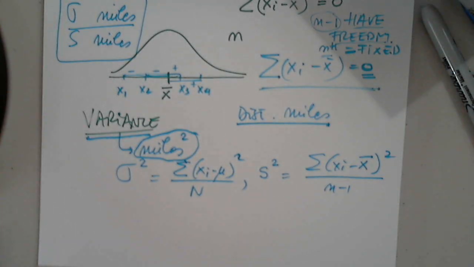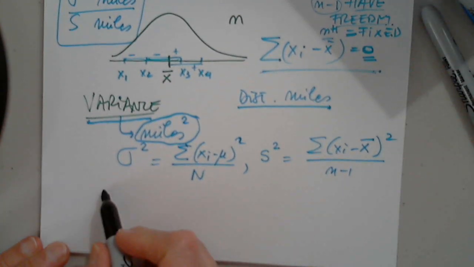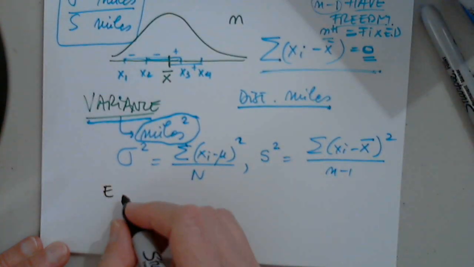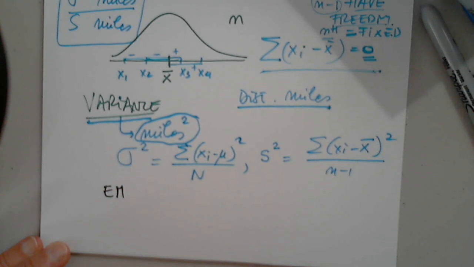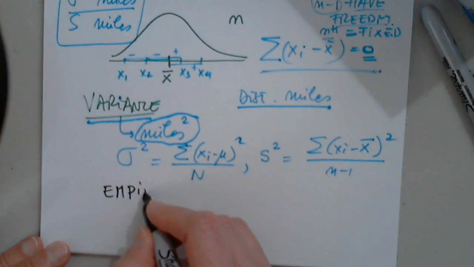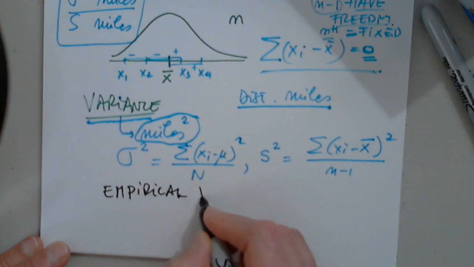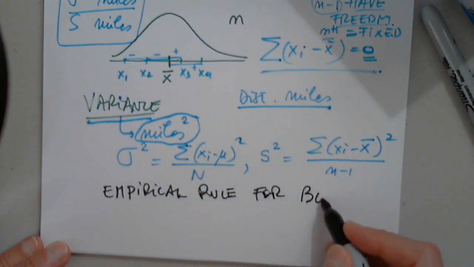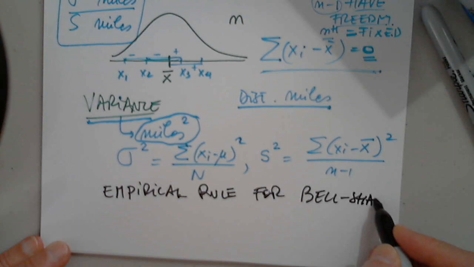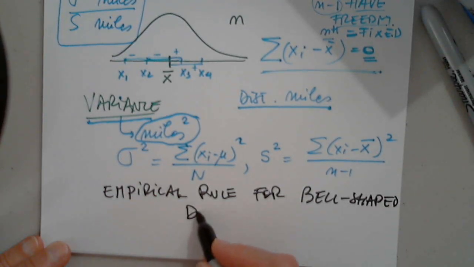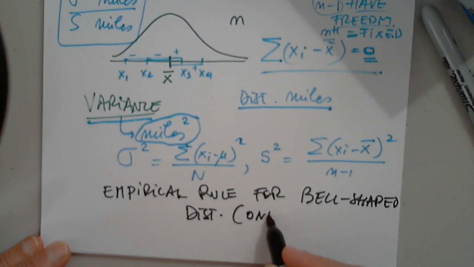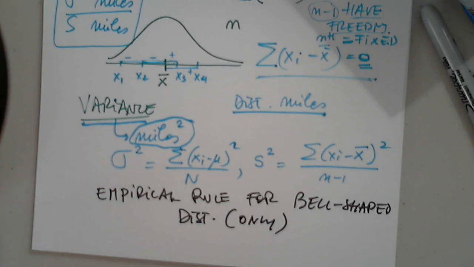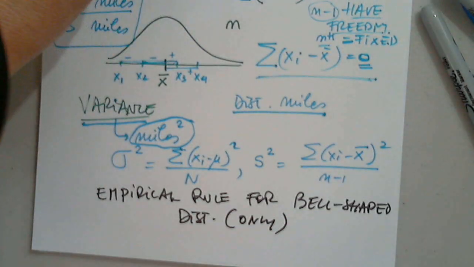Okay, so these are the main measures of dispersion. However, we have two more. One is called the empirical rule, for bell-shaped distributions only. Okay, what is the empirical rule? What's the deal with this?